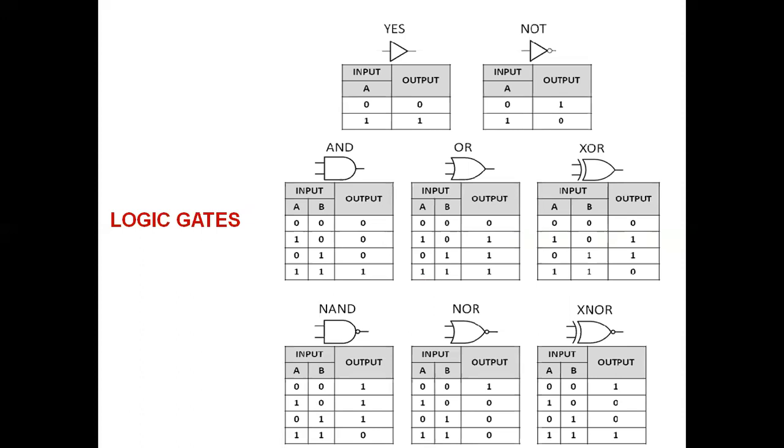Now see here. We have different types of logic gates. What is the first one? It is the buffer. The symbol is given and also the truth table. Next one, NOT gate and its truth table. Next, AND gate, truth table. OR gate, its truth table. XOR gate, NAND gate, NOR gate, XNOR gate. So these are the various types of logic gates.